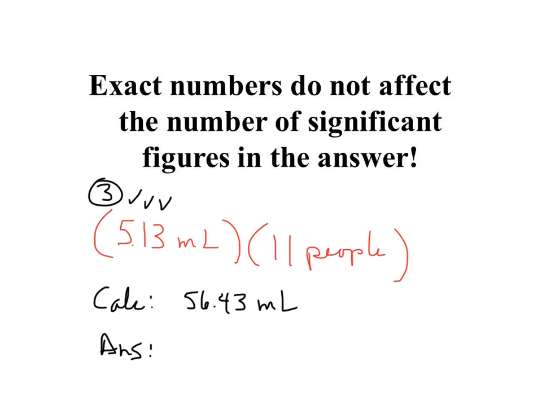Okay, so 3 sig figs, it's always from the left to the right. So we're going to keep the 5, keep the 6, keep the 4, and since the number beyond the 4 is a 3, what are we going to do to the 4? Leave it the same. Are we good with that? What would it be, milliliters per people? In this case, I would probably just ignore the people part. 56.4 milliliters total. Any questions? Total volume.